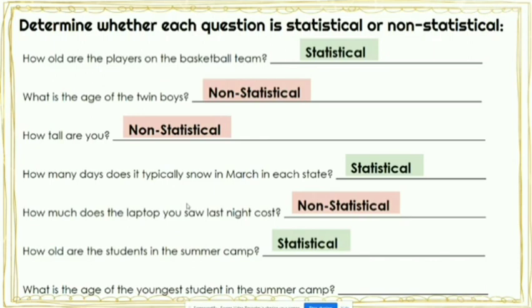Finally, my last question says, what is the age of the youngest student in the summer camp? Well, this is only going to give me one result because there is only one age of the youngest student in a camp. So I am not going to receive a variety of results, which means this is a non-statistical question.